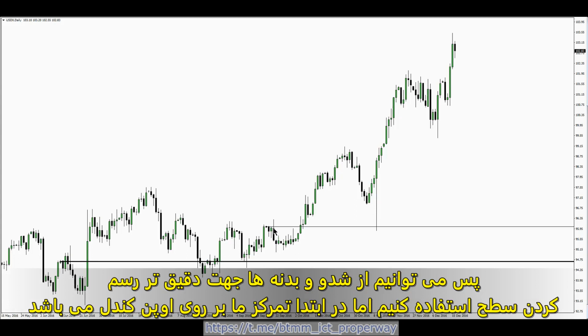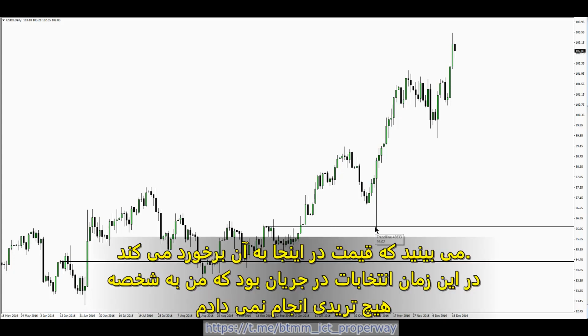So we can refine that here, use the wicks and the bodies to look for that as well, but we're going to focus primarily on the open of the candle. You see it hits it here. This is all during the election, which I personally was on the sidelines and did not do any trading.